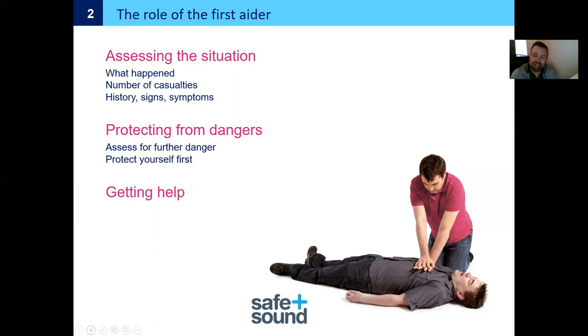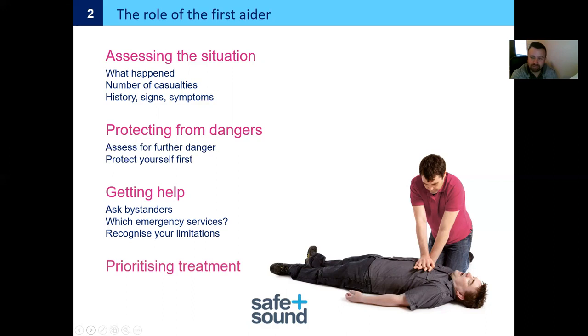And finally, I'm going to get help. So if you're in a workplace setting, you may call your alarm system. If you're out in the community, you may shout for help, or you may call the emergency services. But again, recognize your limitations and think about the timeframes in which you have. You're going to need to prioritize the treatment. So this is triaging. And we're going to teach you some techniques for triaging as we go through this.